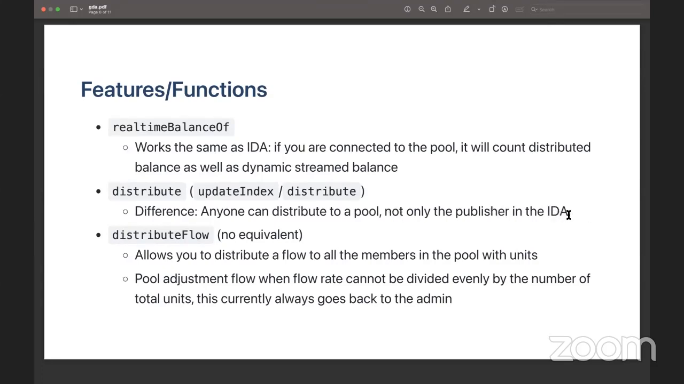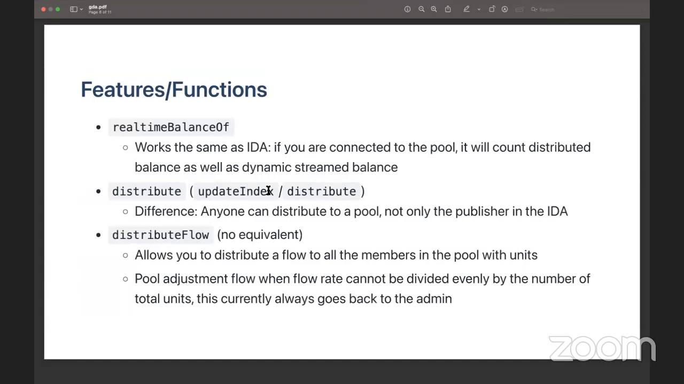We should probably revisit this in the third session about security, but I don't think there's any issue with that. And finally, we have distribute flow. There's no equivalent here. You can basically distribute a flow to all of the members in the pool, which have units. And the pool adjustment flow rate, just as a refresher, is when the flow rate cannot be divided evenly by the number of total units. And this currently always just goes back to the admin.